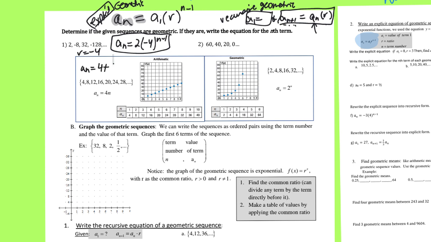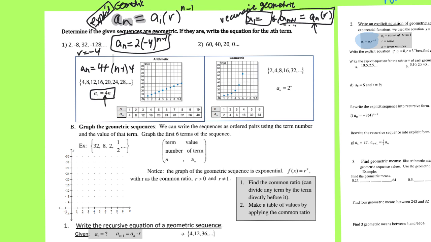Plus n minus 1 times the common ratio, or the common difference. This is linear, so it has a common difference, which is going to be 4. If you distribute this out, you get a sub n equals 4n plus 0. Notice the value of the first term is not 0, but if you did a 0th term, you would get 0 for your answer. Working backwards, you'll notice the rate of change is that slope.